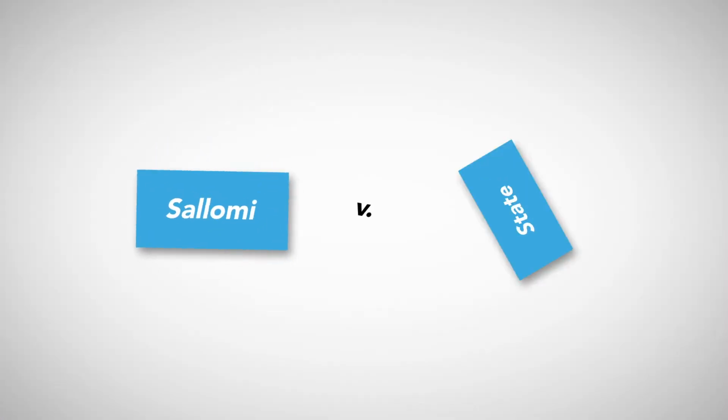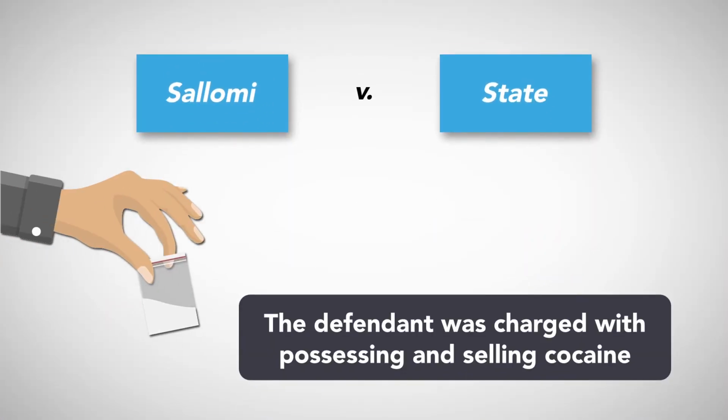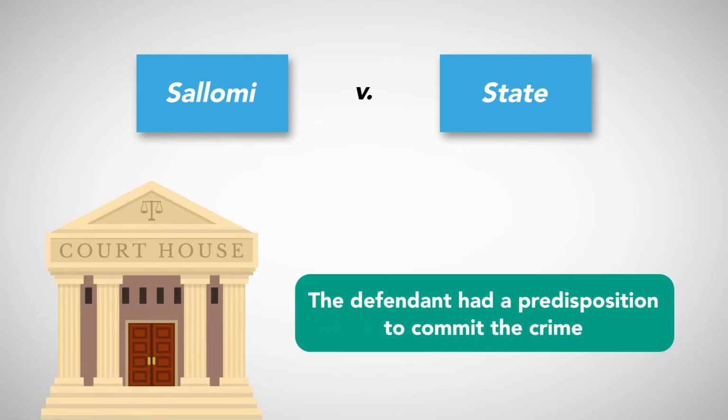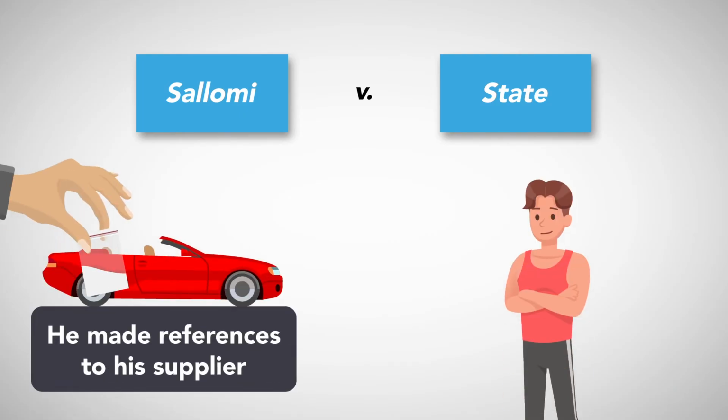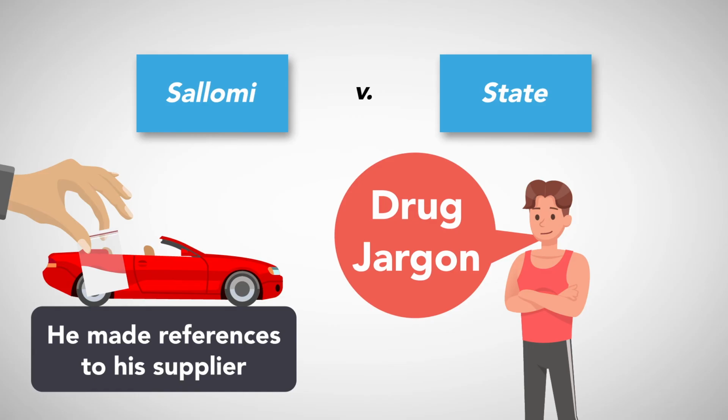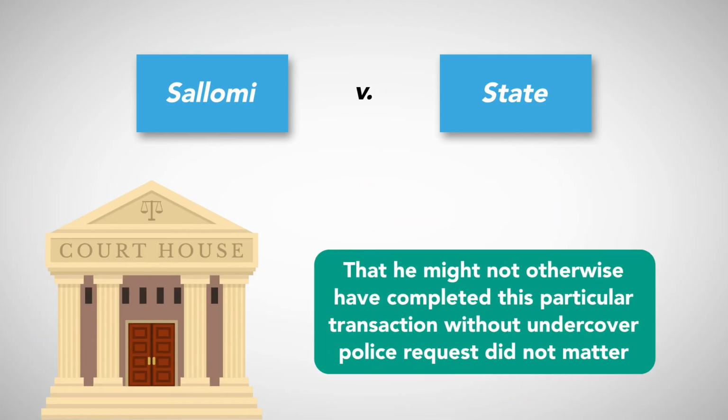Consider the following case. The defendant was charged with possessing and selling cocaine and claimed he was entrapped. The court found that the defendant had a predisposition to commit the crime because he made references to his supplier, cocaine was present in his car, and he used drug trade jargon. That he might not otherwise have completed this particular transaction without undercover police request did not matter.